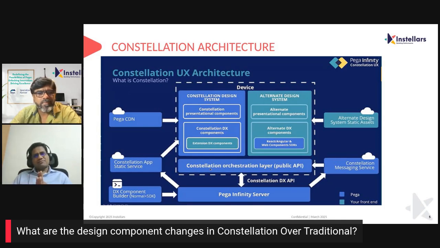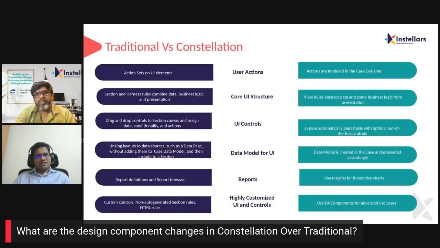In Constellation, some of the traditional Pega platform components work differently, leading to changes in the design process. Maybe I'll show a slide so that will give a clear idea. First, the user actions. In the traditional way, there are action sets on the UI elements. Here in Constellation, no more action sets in the UI elements. Actions are modeled in the cases. From an advantages point of view, the centralized management of actions in the cases simplifies the development process, improves maintainability, and helps in consistency across the application.